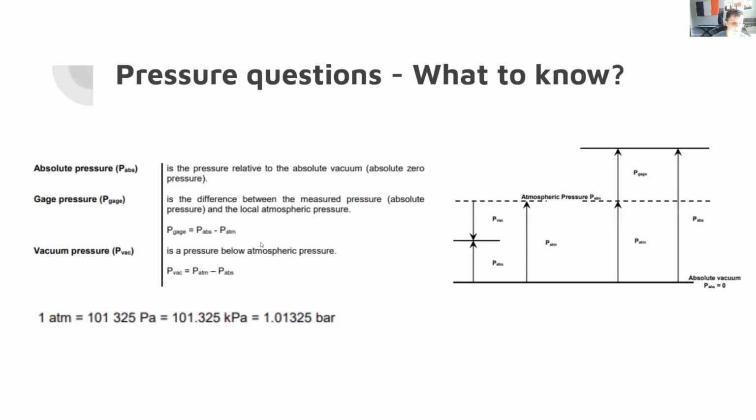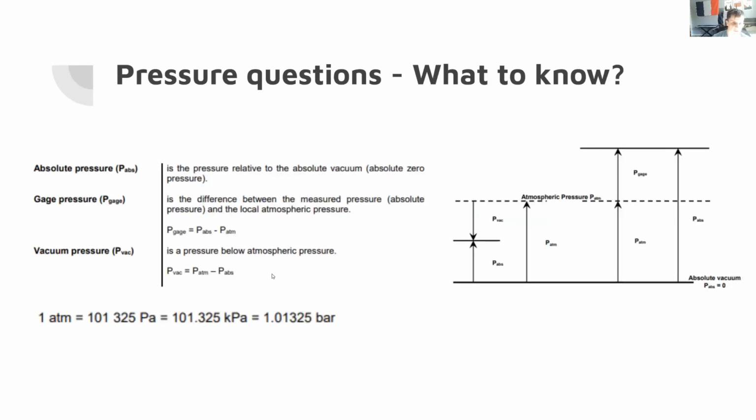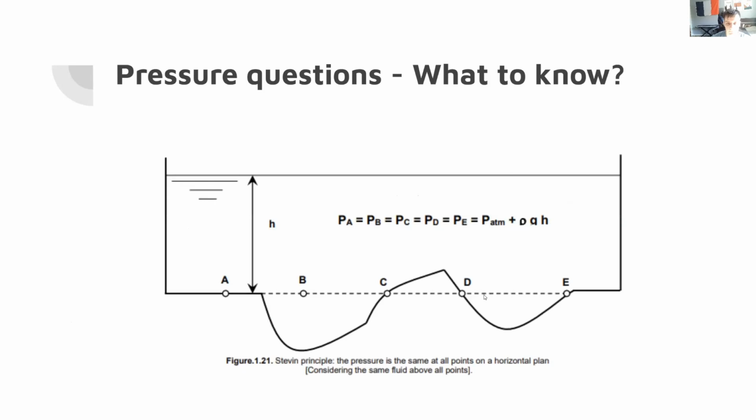And then vacuum pressure, you're not really going to need to use that normally. By definition, it's the pressure below atmospheric pressure, so just the atmospheric pressure minus the absolute pressure. Yeah, that should be it for that.